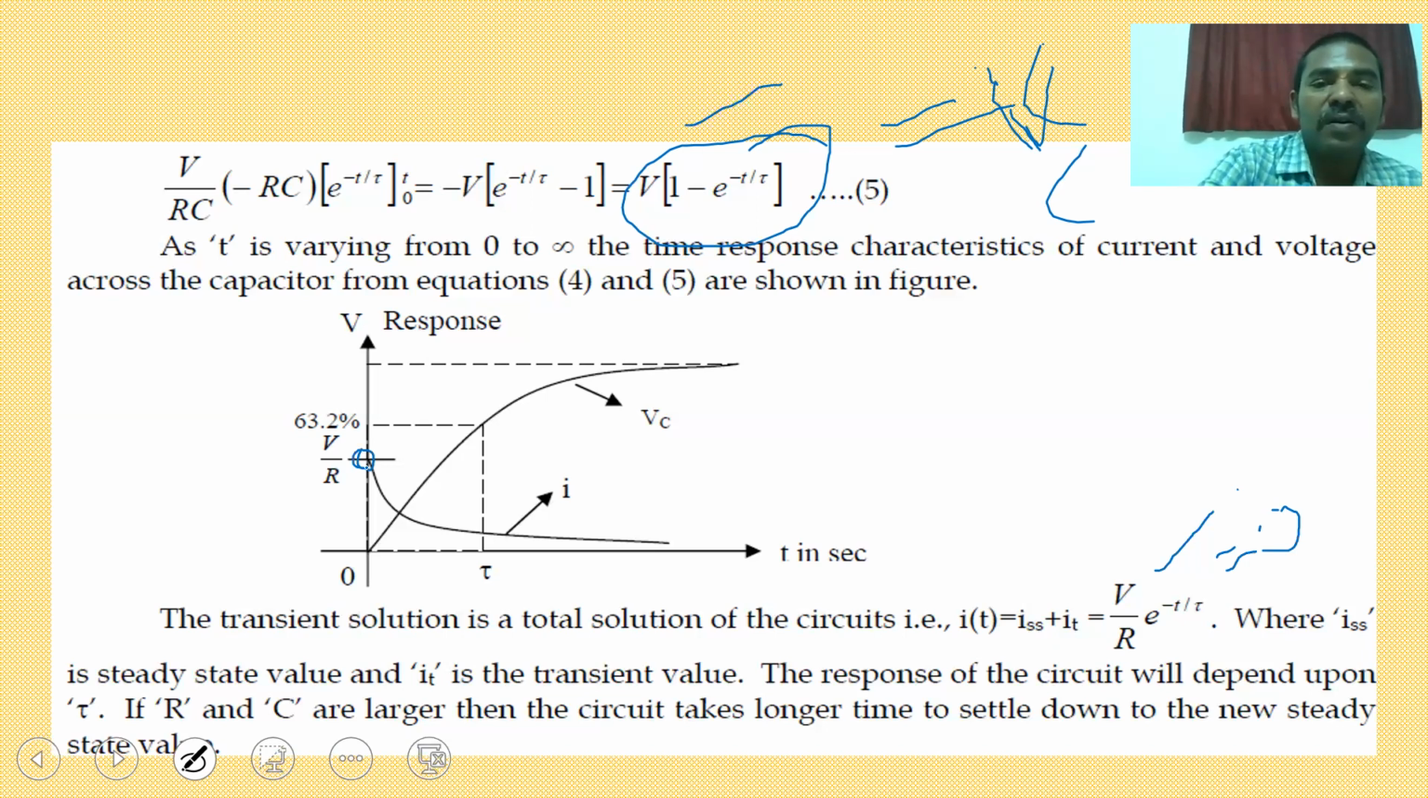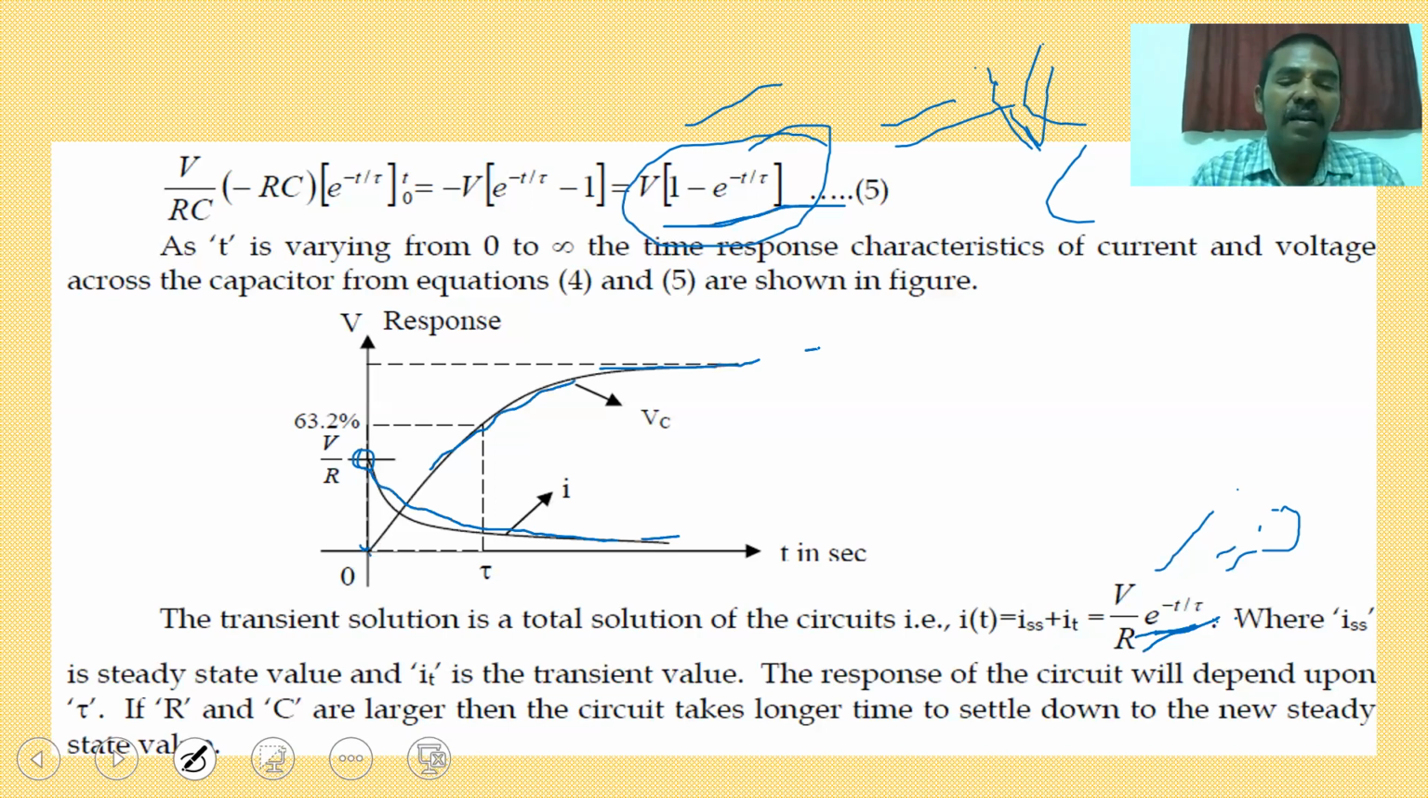Similarly, if you substitute t = 0 for the voltage drop across the capacitor, V(1 − e^0), so V(1 − 1), and 1 − 1 is 0. So the voltage drop across the capacitor is 0 at t = 0. Now if you gradually increase the time value, the current decreases exponentially, and the voltage drop across the capacitor increases exponentially.